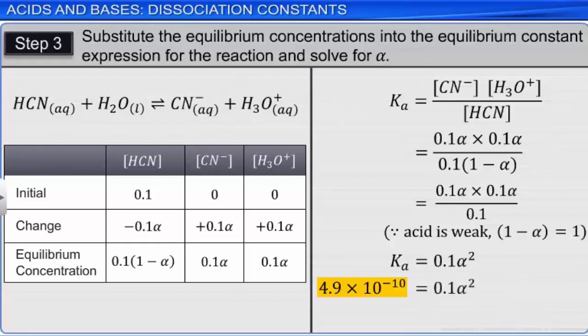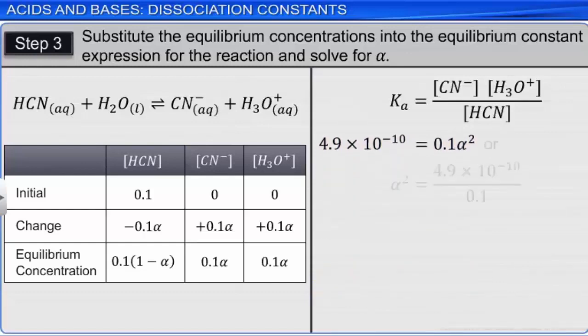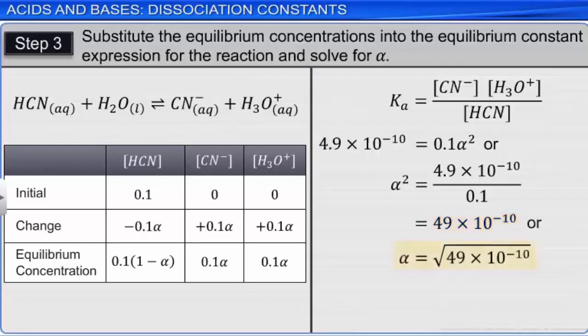Now, this can be written as alpha squared is equal to 4.9 multiplied by 10 raised to the power minus 10 divided by 0.1. This becomes equal to 49 multiplied by 10 raised to the power minus 10. Hence, alpha is equal to square root of 49 multiplied by 10 raised to the power minus 10. This is equal to 7 multiplied by 10 raised to the power minus 5. Thus, the degree of dissociation of decimolar hydrocyanic acid is equal to 7 multiplied by 10 raised to the power minus 5.